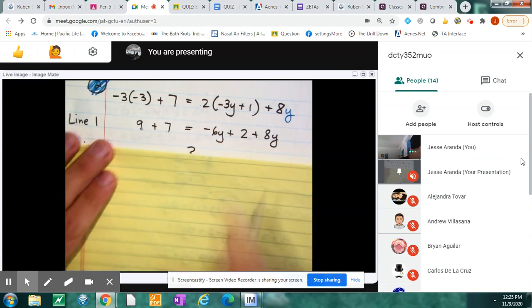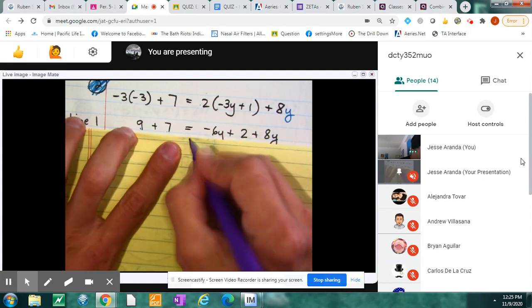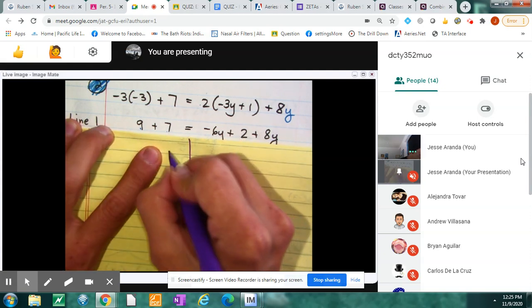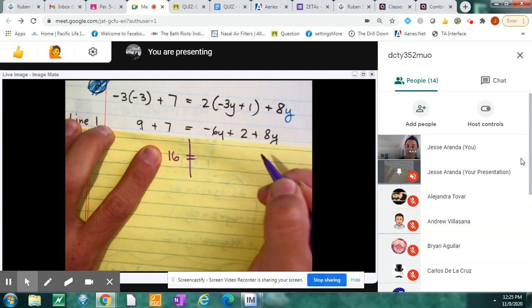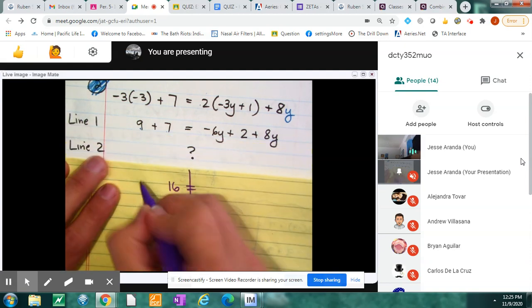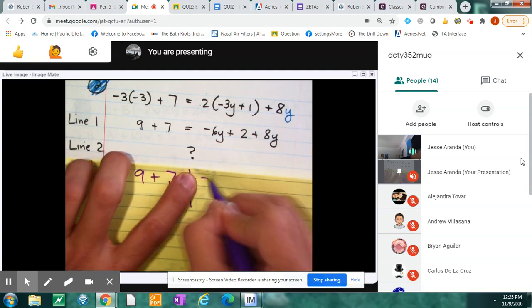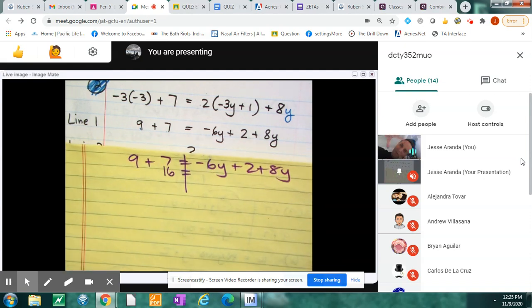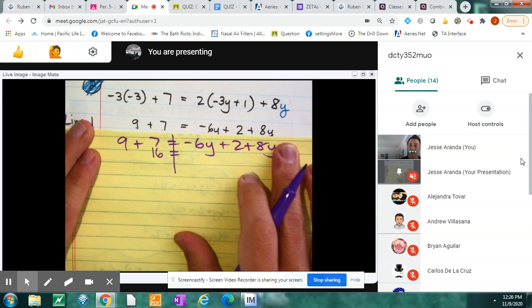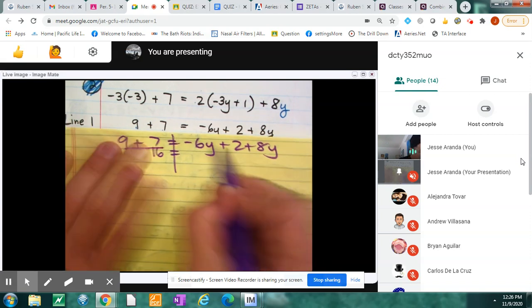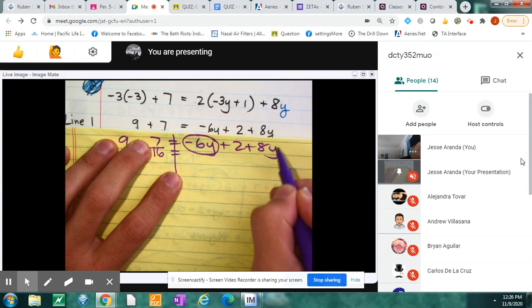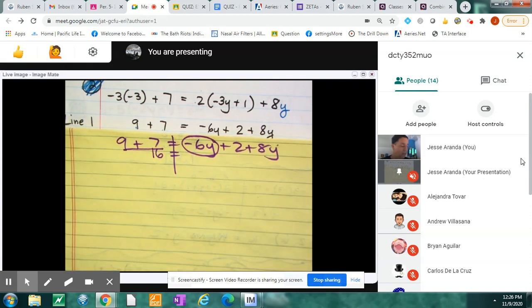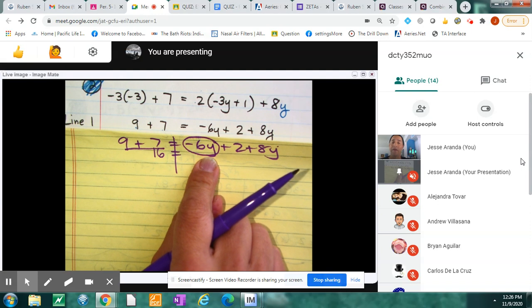So if you look at it, all I had to do was this. 9 plus 7 is what? 16, right? And then you were supposed to write the problem down: 9 plus 7 equals negative 6 plus 2 plus 8y. Some of you guys, I couldn't even understand your writing because it was a lot of scribbling, and you made it more difficult for me. All right, so look how easy it was. So this is 16, and then I'm going to combine like terms. So Odalis, the negative 6y, I'm going to combine it with what other term?